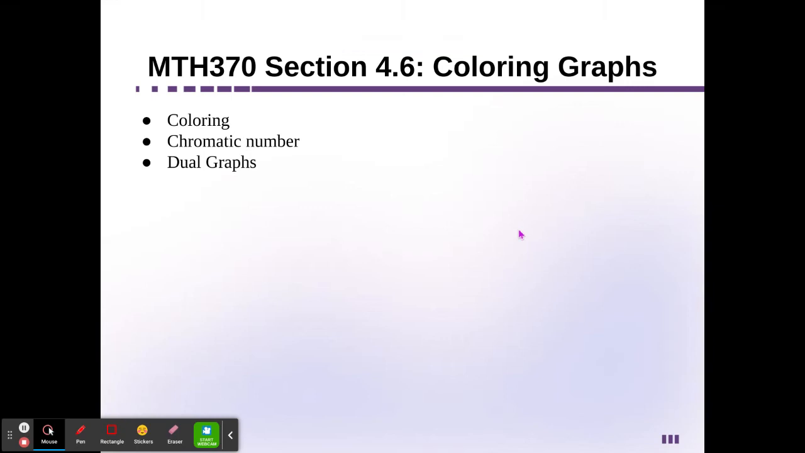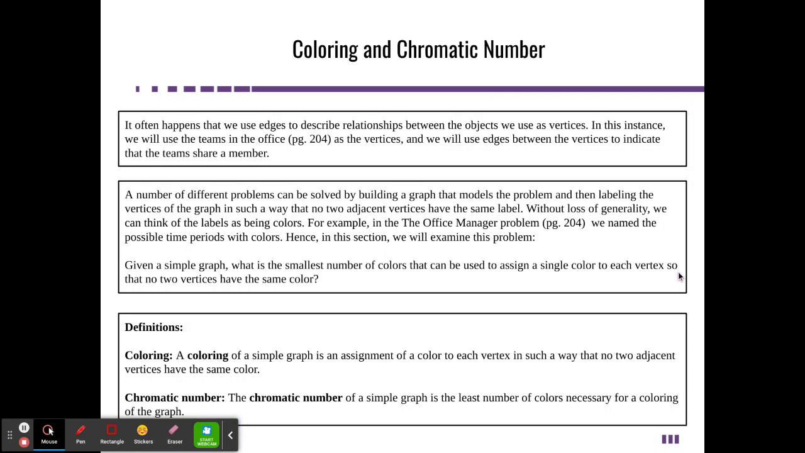All right, section 4.6, coloring graphs. So coloring, chromatic number, and dual graphs we'll be covering in this section. It often happens that we use edges to describe a relationship between the objects that we use as vertices. So the objects are the vertices, and the relationships are the edges.